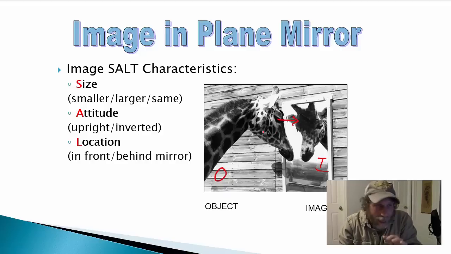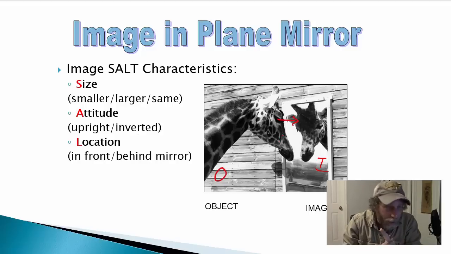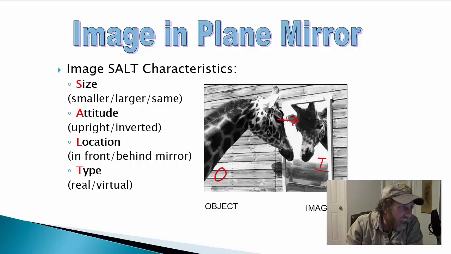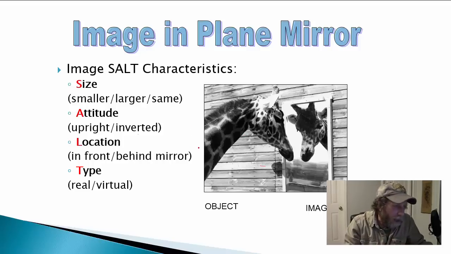And it's also the same distance behind the mirror as the object is in front of the mirror. Now, this gets weird, right? But the cool thing is, this image is not a real image. It's not really there. So the last part of the SALT characteristics, T for type, this is called a virtual image. It's like virtual reality. It's not really there. Again, if you go into this little wooden house and look behind the giraffe, there is no other giraffe back there. This is called a virtual image.